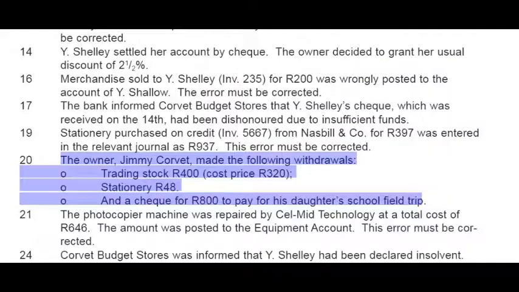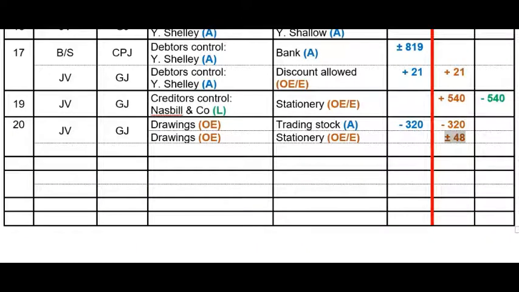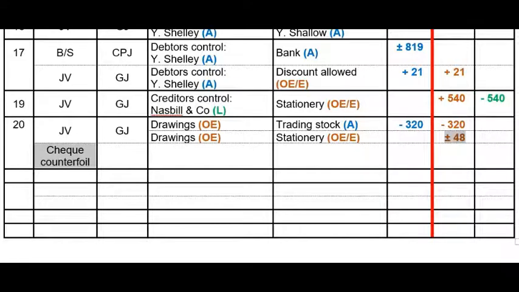Okay, and then lastly, let's look. The owner also took a check for 800 Rand to pay for his daughter's school field trip. Now, this is the original drawings that you are very familiar with. If the owner takes money or a check, it will be in the CPJ, and the source document for the CPJ is check counterfoil. Okay, so CPJ, the account that will be debited is drawings, and the account that will be credited is bank. You are very familiar with this. Because an asset is credited, it's minus 800 in assets, and because an owner's equity account is debited, it's minus 800 in owner's equity as well.